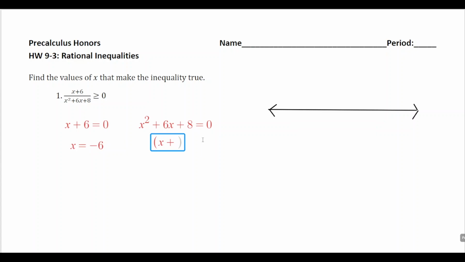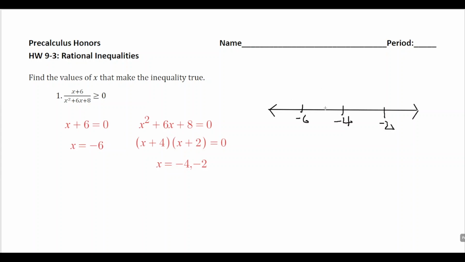So here I'm trying to factor this. Two numbers that multiply to give me 8 and add up to 6 are going to be 4 and 2, so I can rewrite this as x plus 4 times x plus 2. And so the two x values that make the rational expression undefined are going to be -4 and -2. So I've got three values that I'm going to mark over here on my number line: -6, -4, and -2.